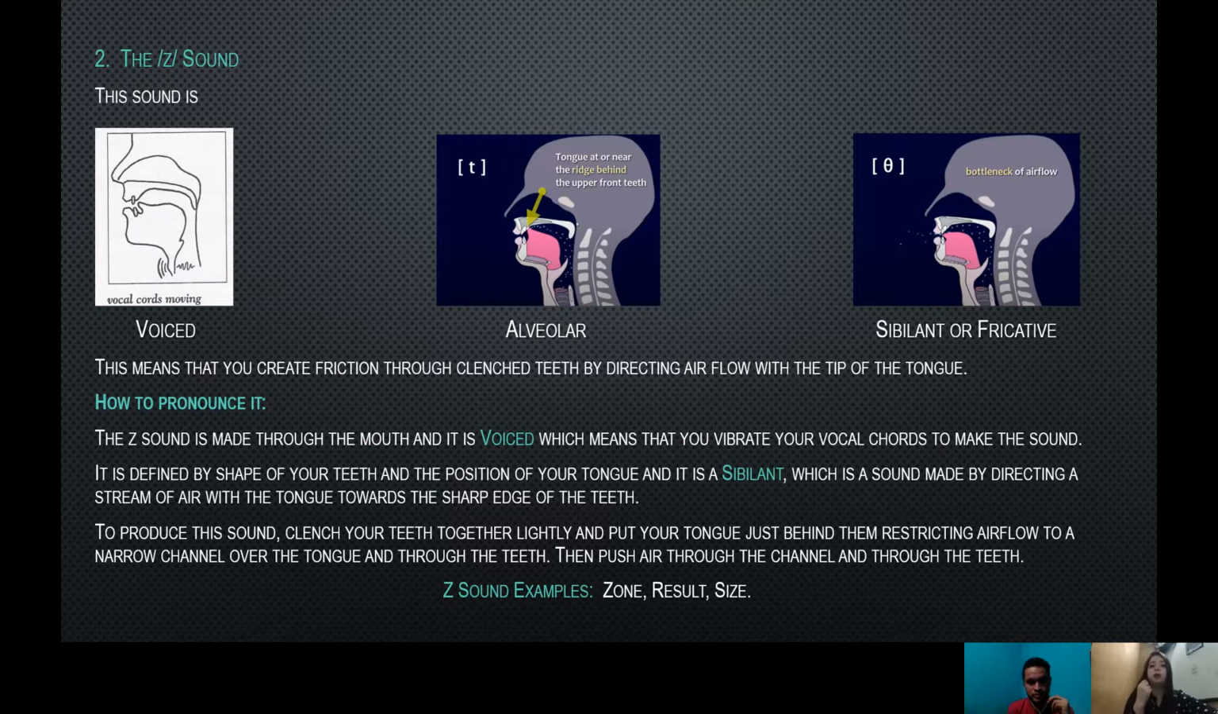It is defined by the shape of your teeth and the position of your tongue, and it is a sibilant, which is a sound made by directing a stream of air with the tongue toward the sharp edge of the teeth. To produce this sound, clench your teeth together lightly and put your tongue just behind them, restricting airflow to a narrow channel over the tongue and through the teeth. Then push air through the channel and through the teeth. It will be like this. So, some examples: strong, whistle, side.